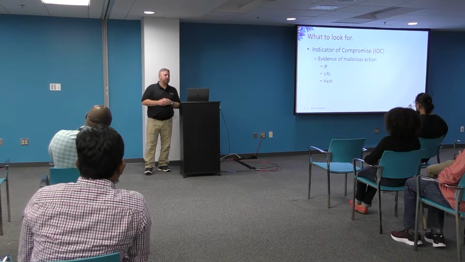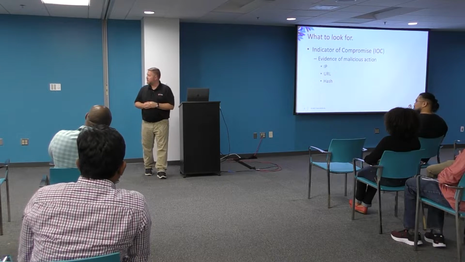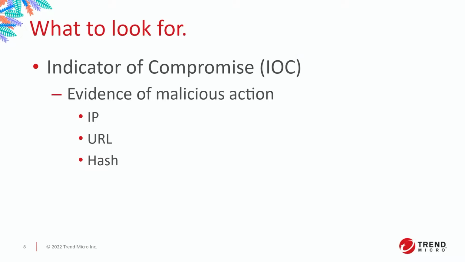The signs: I used the term earlier, indicator of compromise, IOC. It is, in its most basic form, any evidence of a malicious action. Now, what most people are used to seeing is the ones we have up there: IP addresses, URLs, hashes. Those are great, don't get me wrong, they are incredibly useful, but they are not the only ones.